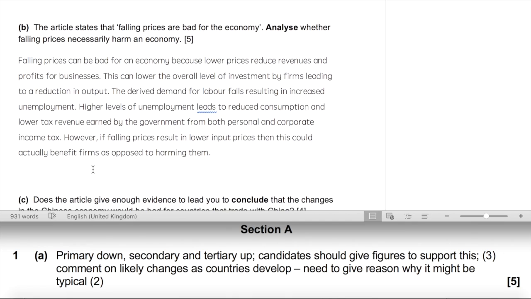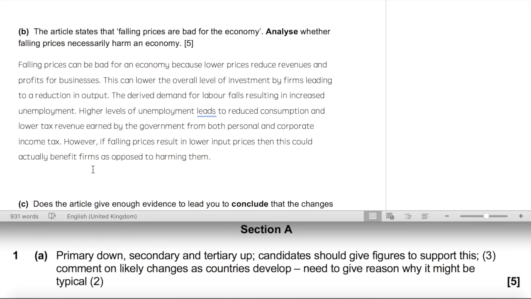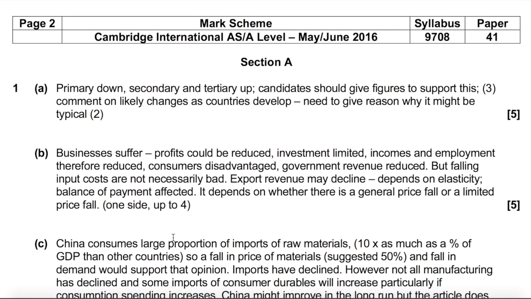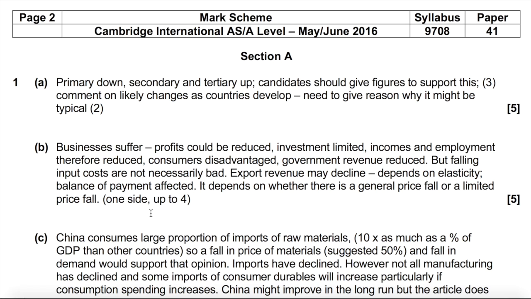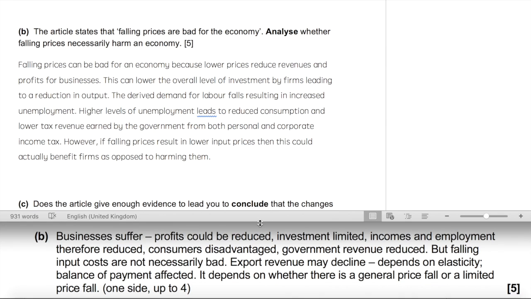The article states that falling prices are bad for the economy. Analyze whether falling prices necessarily harm an economy. So the mark scheme is asking us to, let's expand this. The effect they want us to describe is that businesses suffer, profits fall, which reduces investment, incomes fall for consumers, not only consumers but businesses, employment is cut. In that case, consumers are disadvantaged, and then government collects less revenue in tax from both businesses and individuals.